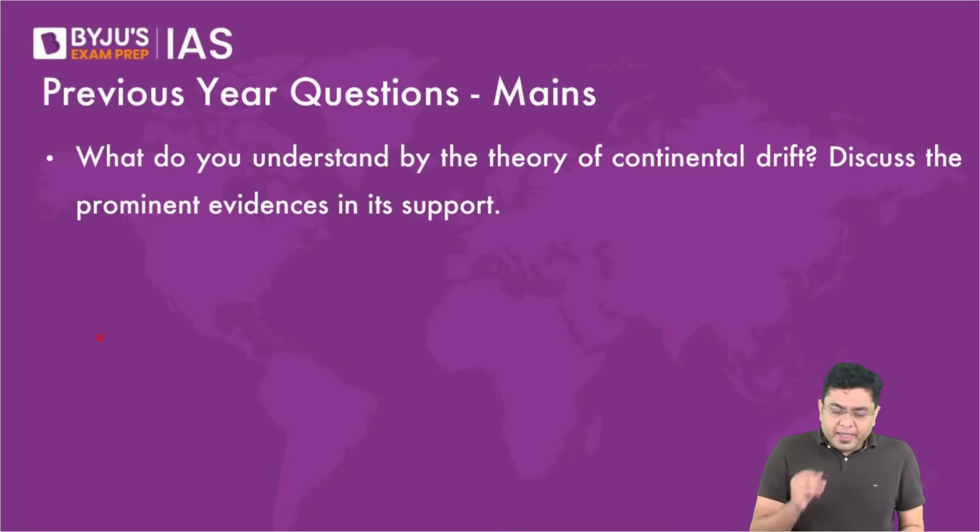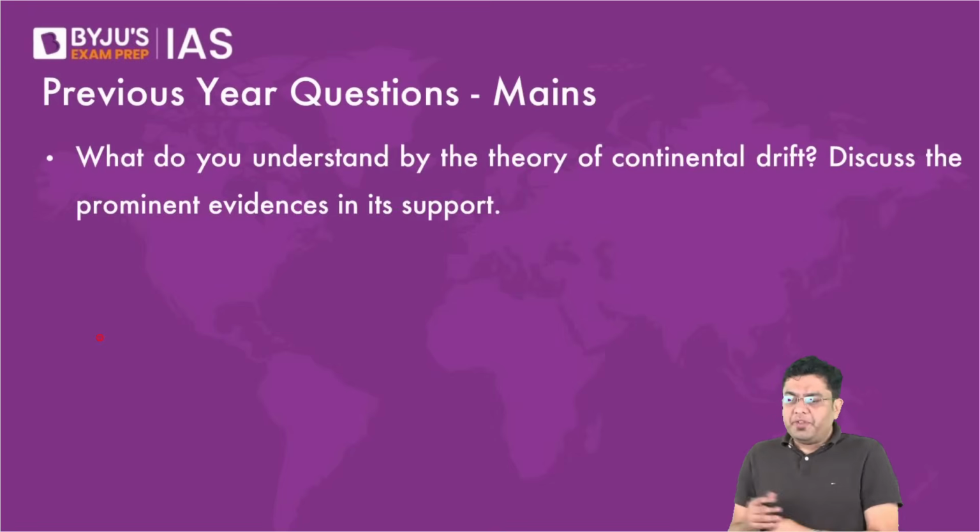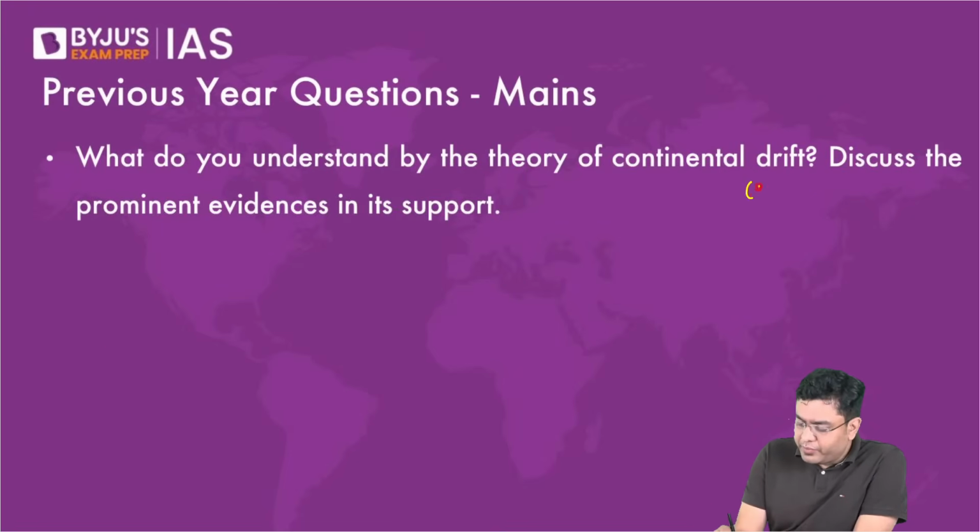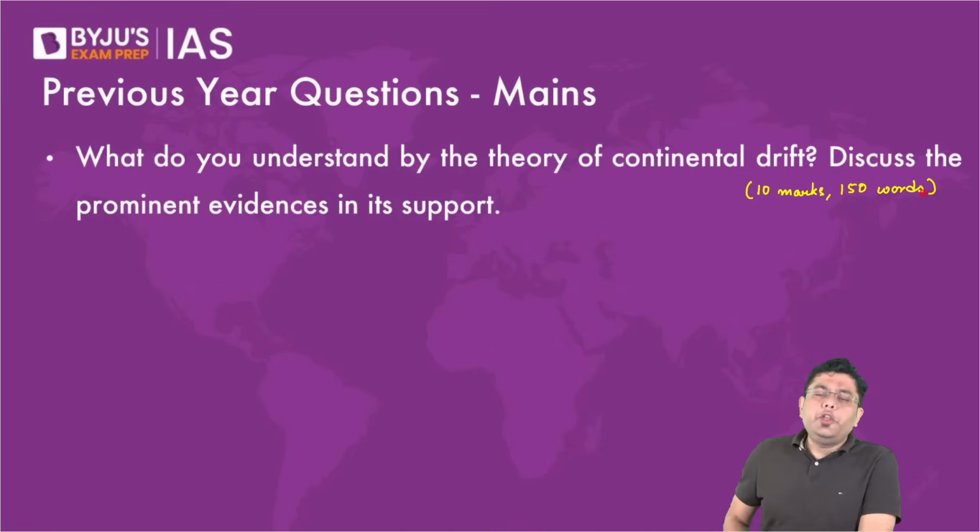Now, here we take a look at one of the previous year questions, a PYQ. This was asked for 10 marks, and this is a question that UPSC has asked multiple times. It has repeated it multiple times in the mains paper. So this is expected to be written in 150 words. Okay. So the question is, what do you understand by the theory of continental drift? Discuss the prominent evidences in its support.